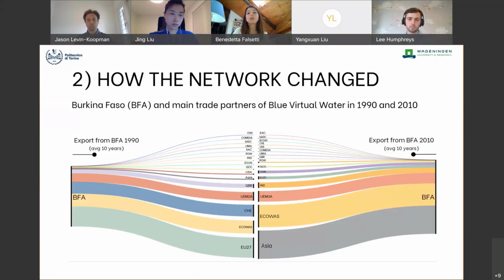After describing the tools we use in our work, we move on to explore the historical background of the blue virtual water flows in QUASI. In this figure, for instance, we can see how Burkina Faso's main partners have changed from 1990 to 2010. Asia becomes the main partner with a very important flow, while the European Union loses its primacy and therefore reduces its import of blue virtual water from Burkina Faso.